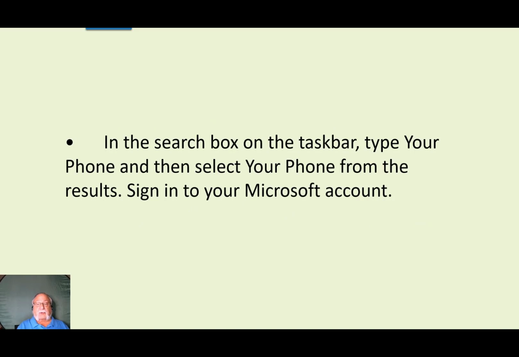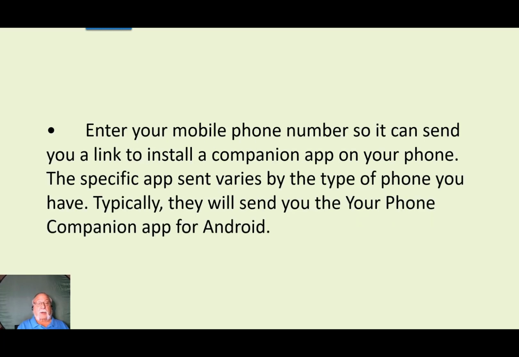In the search box on the taskbar, type in Your Phone and then select Your Phone from the results. Sign into your Microsoft account. Or it might say enter your mobile phone number so it can send you a link to install a companion app on your phone. The specific app sent varies depending upon the type of phone you have. Typically, they will send you the Your Phone Companion app for Android.